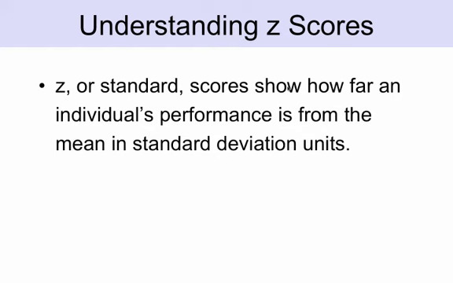A z-score, or again called a standard score, will show how far an individual's performance is from the mean in standard deviation units. So we're already very familiar with the idea of computing a deviation score, which is an individual's raw score minus the mean. So we understand that, but we're going to then divide that number by the standard deviation, which we've already computed.